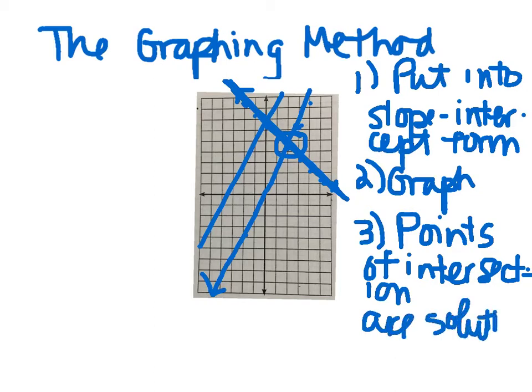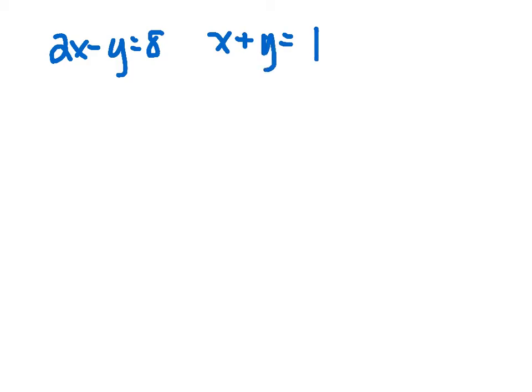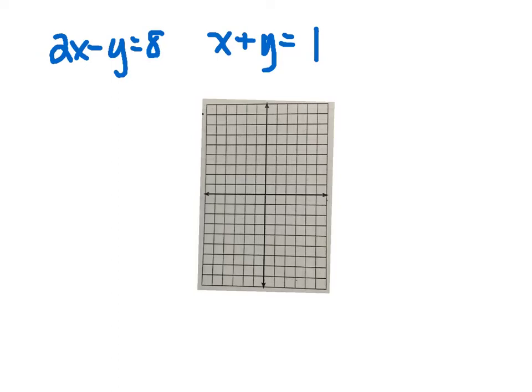So let's see if I can do this neatly enough to illustrate well. The equations are 2x minus y equals 8, and x plus y equals 1. I better add my little graph here. Okay, so I first need to solve for y, because that's what slope-intercept form is.